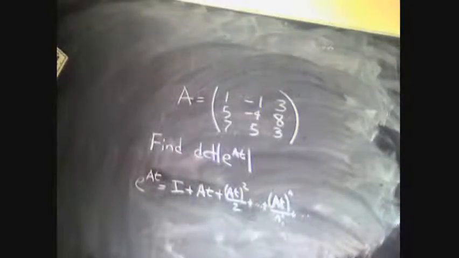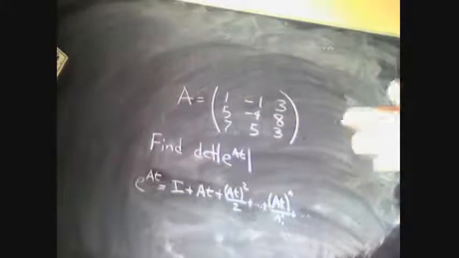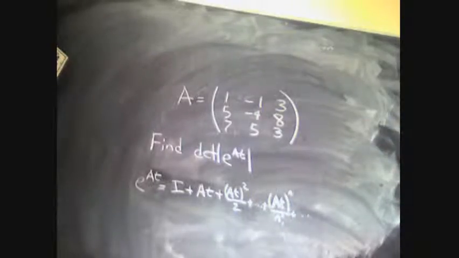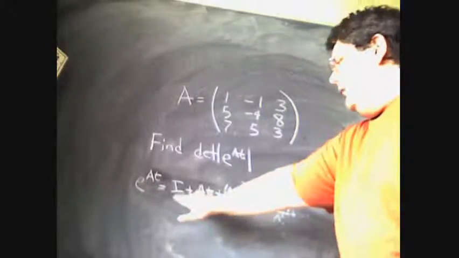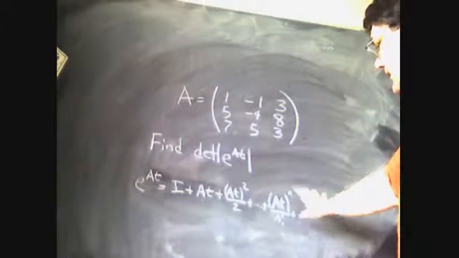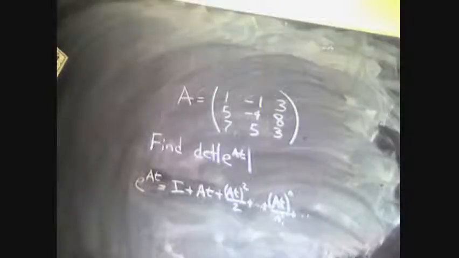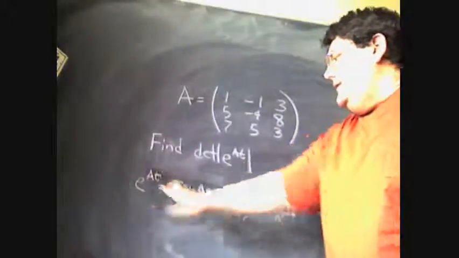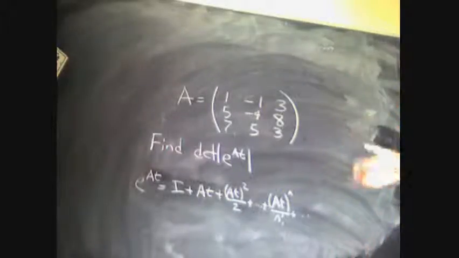For exponents of a matrix, e to a power, it's very much like the Taylor series for a polynomial, or the Taylor expansion for a single value. So you would have 1 plus x plus x squared over 2 plus etc., x to the n over n factorial. But instead of x, we're plugging in At for each of these. So that's the definition of e to a matrix.